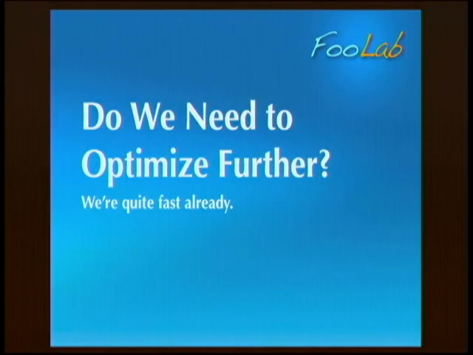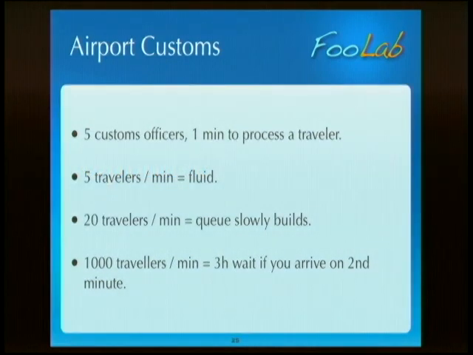Do we need to optimize further, because we're quite fast already? But when you go through airport customs, if you have like 5 customs officers and 1 minute to process a traveler, if you have only 5 travelers per minute, it's fluid. It just keeps going. If you have 20, then you have a queue that slowly builds. And with 1,000 travelers, it's a 3-hour wait if you arrive on the 2nd minute and a 6-hour wait if you arrive on the 3rd minute. So you would probably just shoot yourself rather than go through customs.